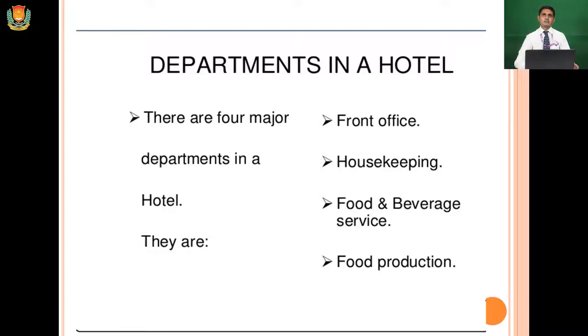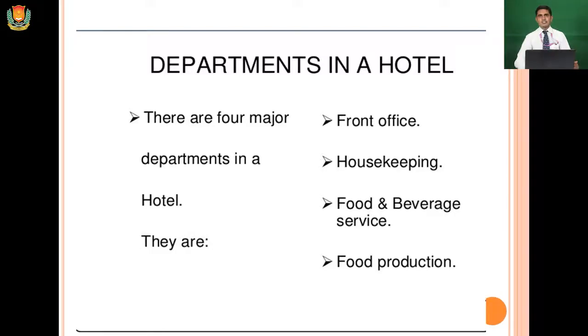In the housekeeping department, there is a sub outlet called the laundry department. The laundry department is also responsible for washing the guest laundry as well as staff laundry. So these are basically the housekeeping department's duties and responsibilities.